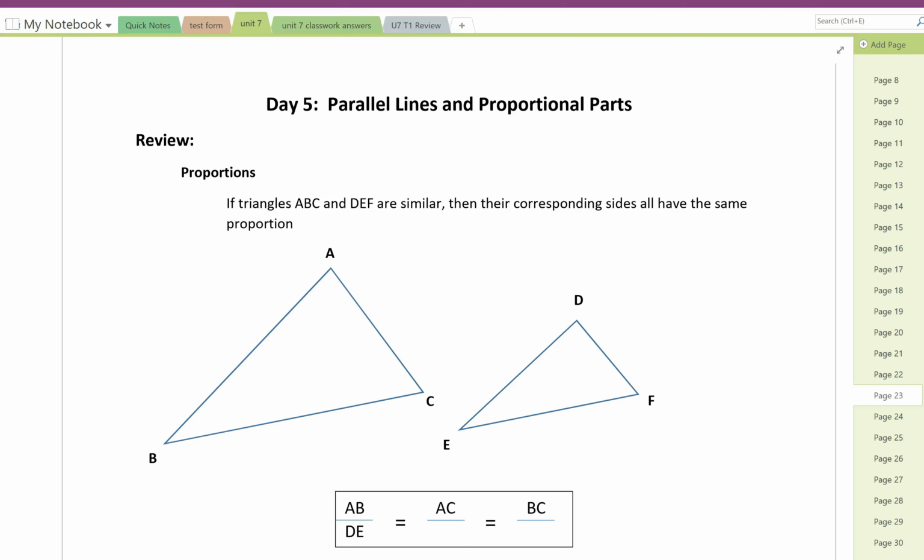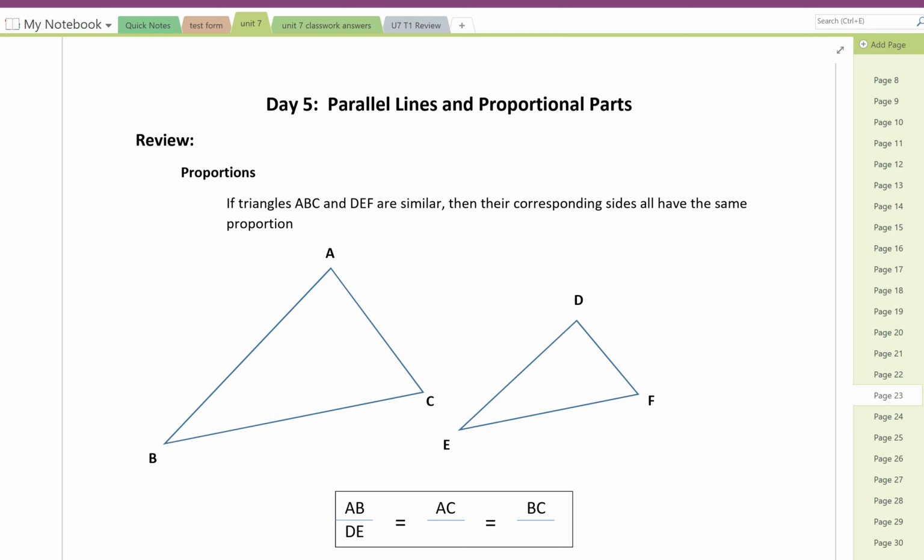All right, the next section of chapter 7 is on parallel lines and proportional parts. And you'll see what that means in a minute. First thing I want to do is review what proportions even mean. So when we're talking about similar polygons, we're talking about two polygons whose sides are proportional.